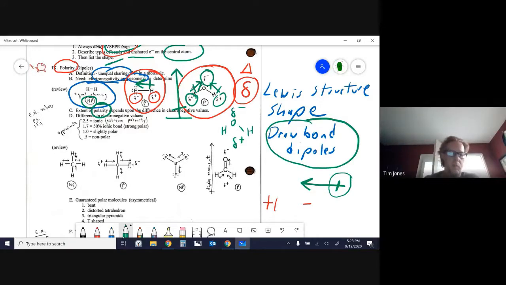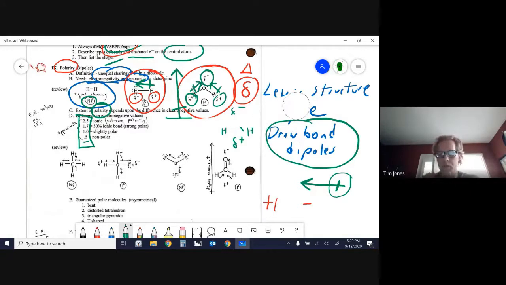And these are some approximate numbers that can help in assigning whether a bond is polar or not. If the difference between the electronegativities of the atoms is 0.5 or less, then that's typically considered a nonpolar bond. Anywhere from 0.5 to 1.0 is slightly polar. Above 1.0 is more significantly polar. And above 1.7, you usually don't even have a covalent bond at that point.